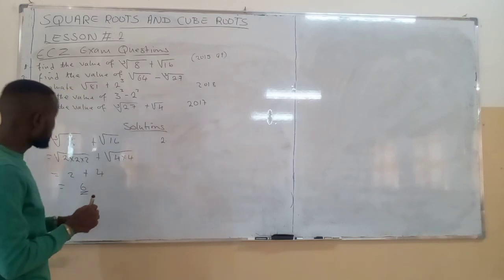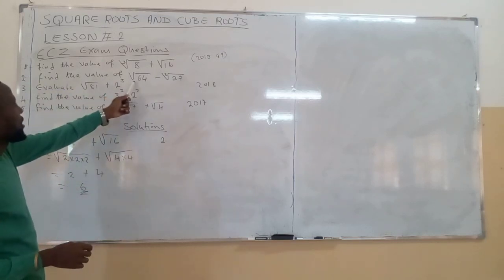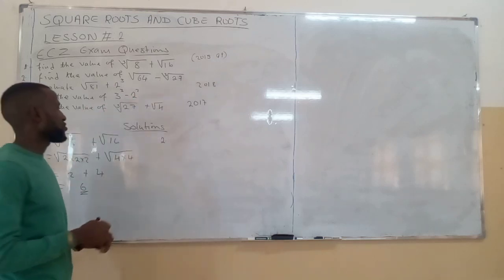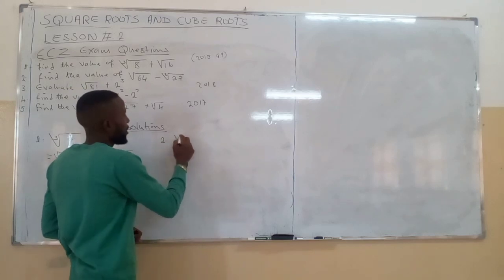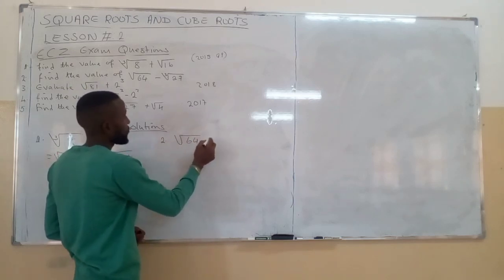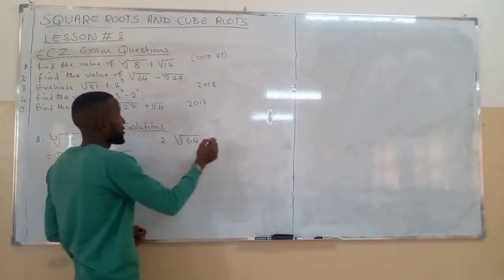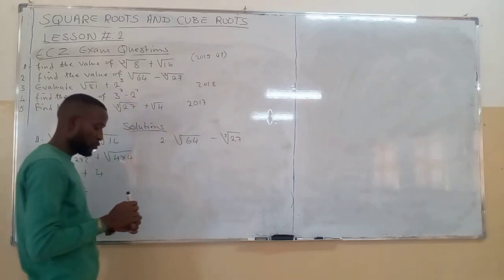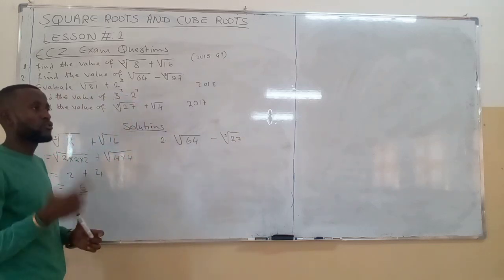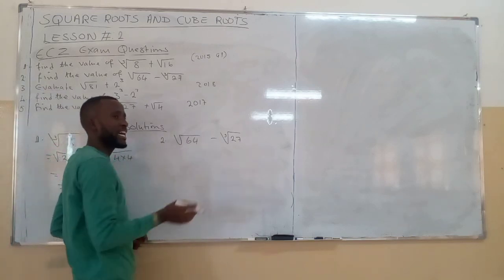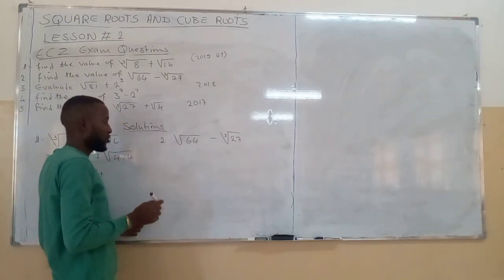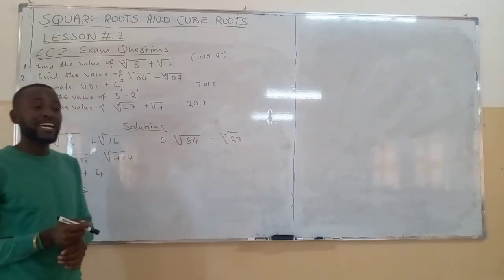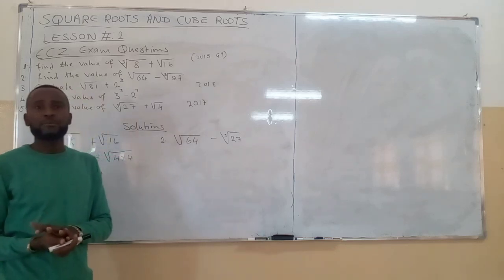Question number 2. They are simply saying, find the value of square root of 64 minus cube root of 27. One and the same concept. So what you need to do is find the square root of 64 minus the cube root of 27. Remember, 64 is a perfect square, and 27 is also a perfect cube. So these are easy to know. Okay, so what number can I multiply 2 times and I'll be able to get 64? Is there a number that I can multiply 2 times and I'll be able to get 64?